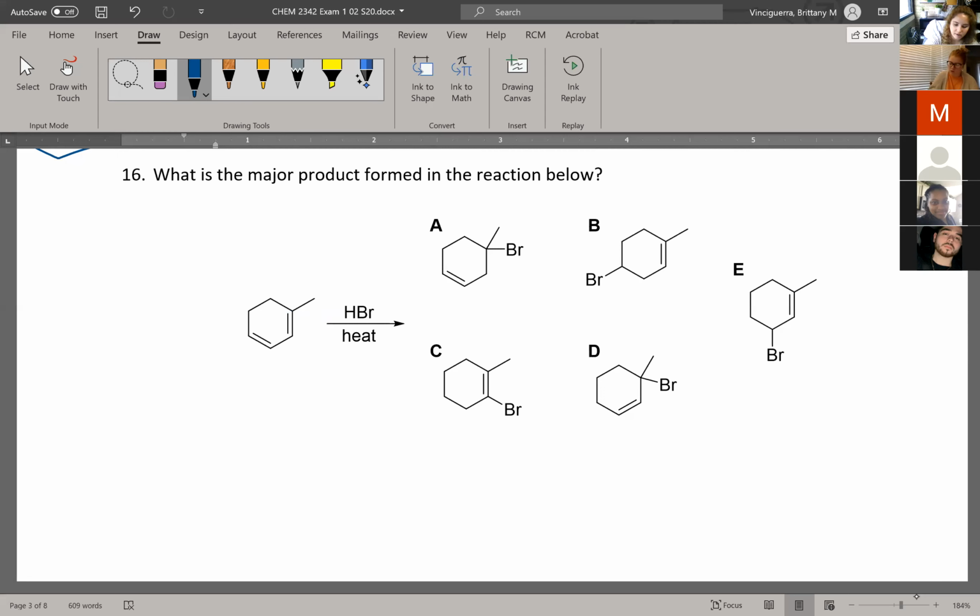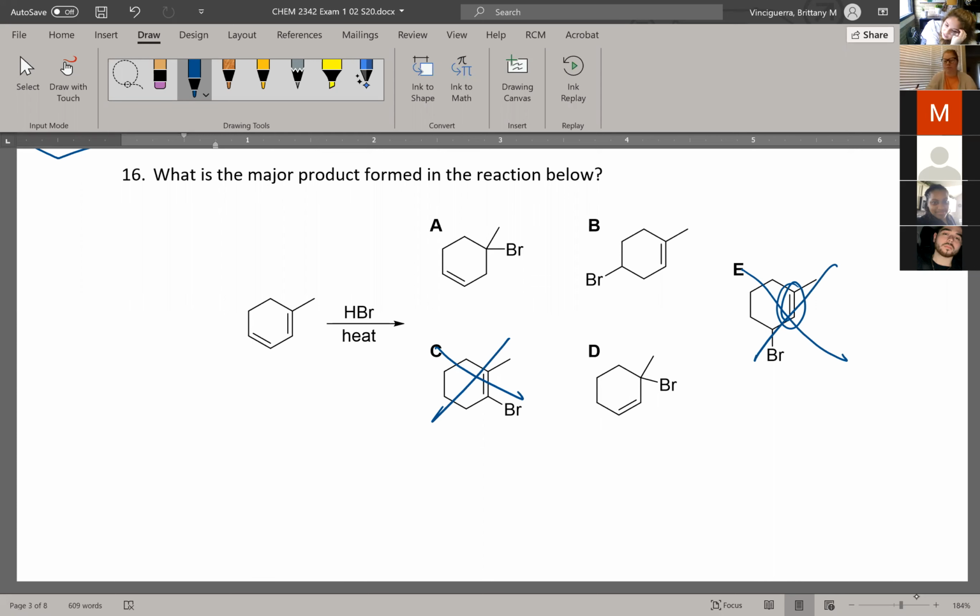That would be a 1,2 addition. Or you should end up doing a 1,4 addition, right? So the alkene would not still be here. So C is weird because it has a 1,2 addition with the alkene still in the middle. Yeah, Alex identified that E is also weird because it leaves an alkene in the 1,2 position.